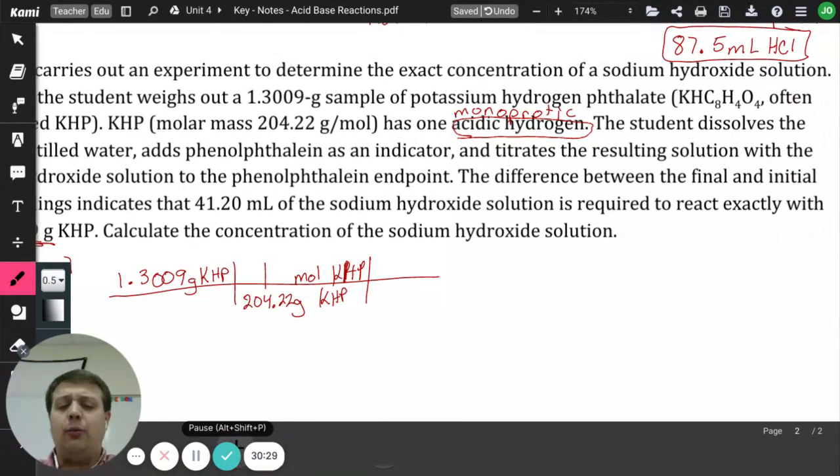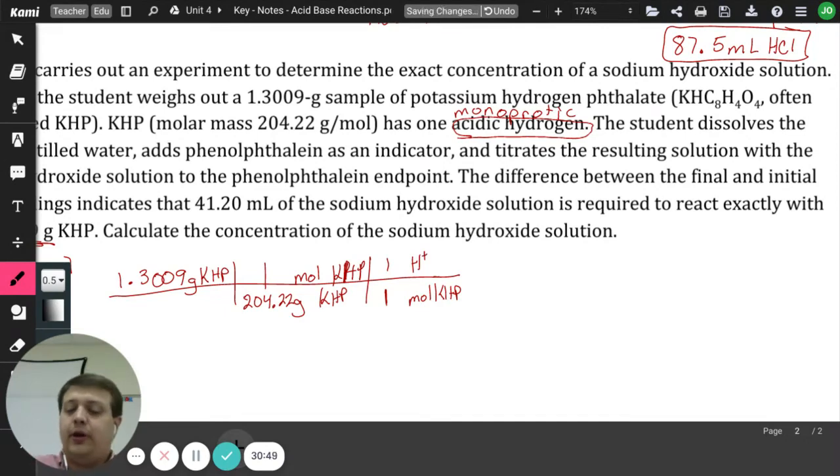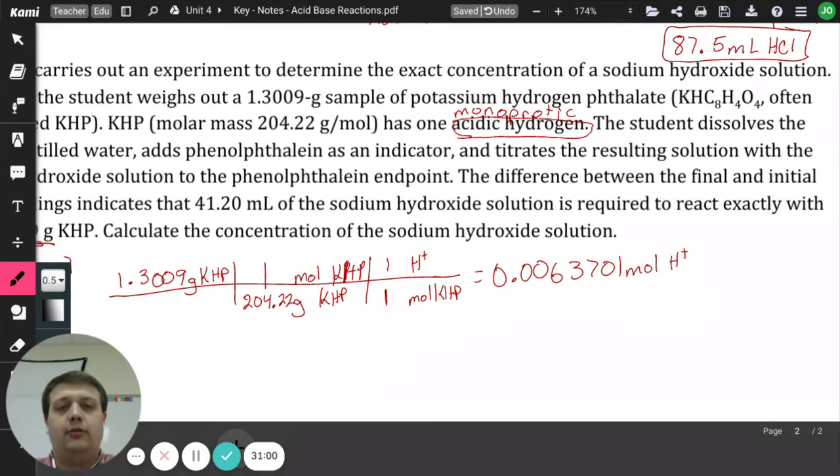So then how do I get into my hydrogen concentration? Well, I have moles of KHP. And remember where they told us that it was monoprotic? So it's got 1 hydrogen to react. So for every 1 mole of KHP, we've got 1 hydrogen ion that we can use. Okay, so I'm going to plug that into my calculator, and I'm going to get 0.006371 moles of hydrogen ions.